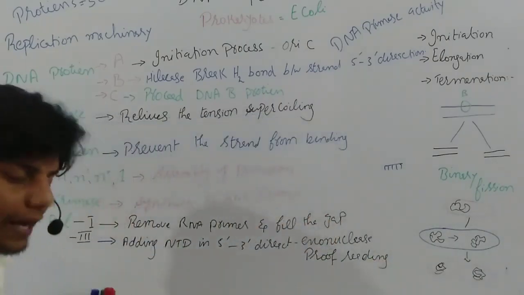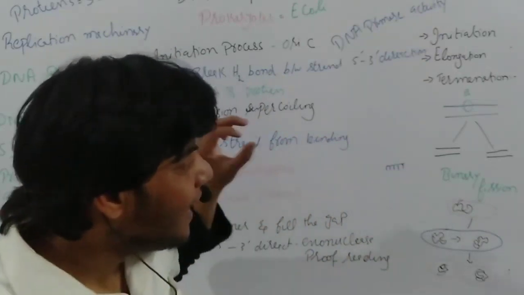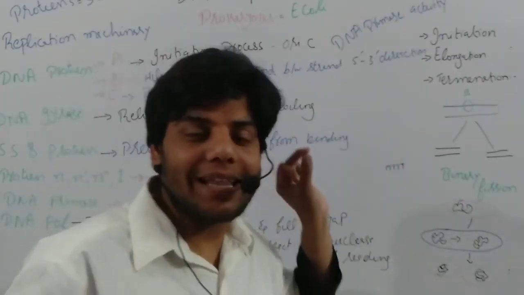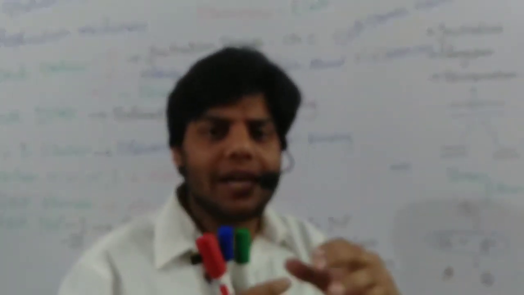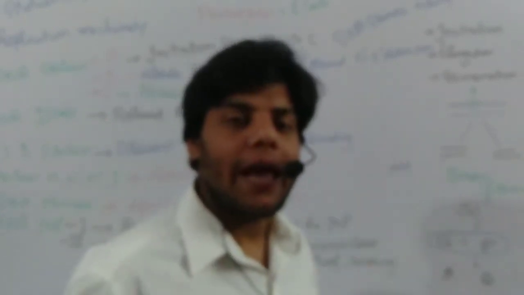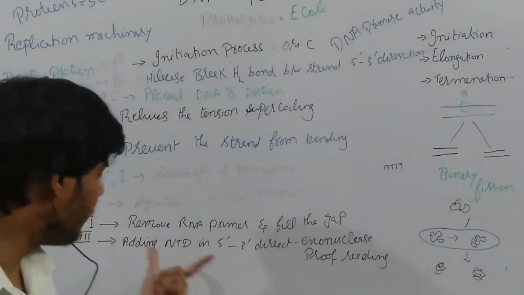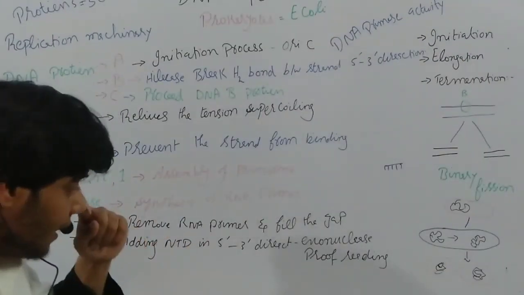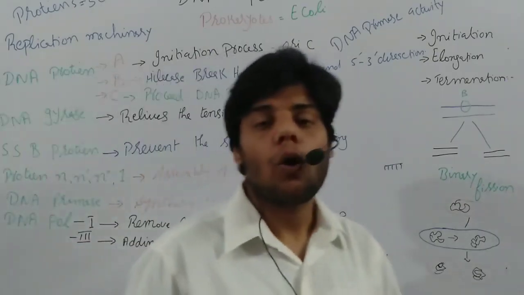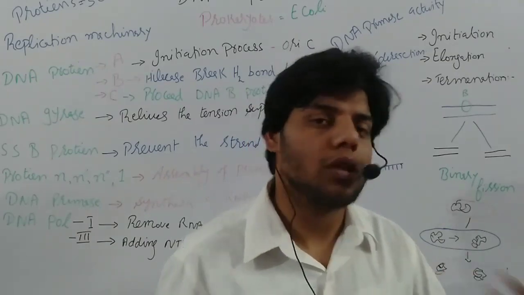Now what does it mean? It means that whenever the new strands are formed, it checks the strand again. If an incorrect nucleotide is present, it cleaves it and adds the correct nucleotide. This is also the job of DNA polymerase 3. But it can only start its activity when there is an RNA primer. It can't start without the RNA primer.